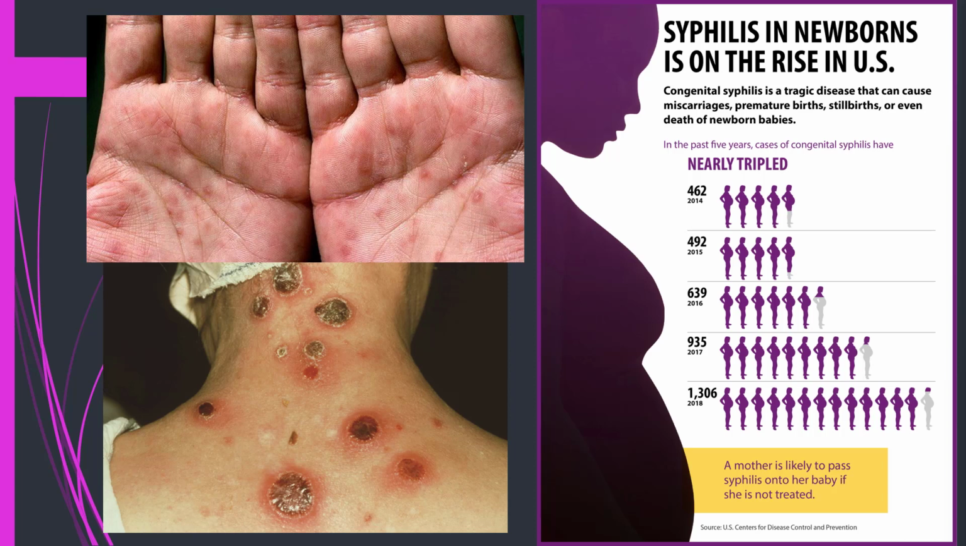From 2014 to 2018, cases of congenital syphilis have nearly tripled, 462 cases in 2014 to 1,306 cases in 2018. Congenital syphilis can result in miscarriage, newborn death, and severe lifelong health complications. A mother is likely to pass syphilis onto her baby if she is not treated, so it's important that pregnant women get tested for syphilis.